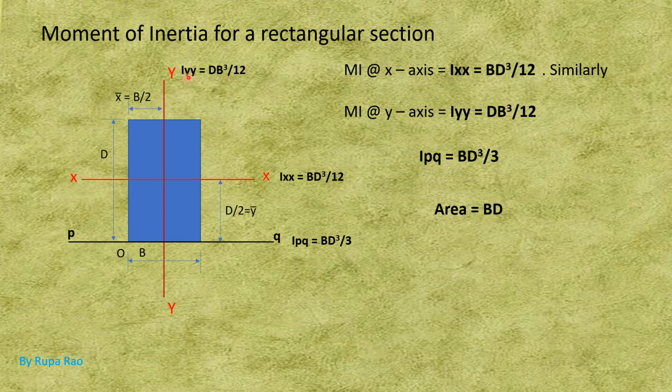That gives Iyy. If I want moment of inertia about this axis PQ, then Ipq is equal to bd cube by 3. bd cube remains the same. Here, if I want about the centroidal axis, I have to divide by 12. If I want here, I have to divide by 3. bd cube by 3. The proof of this is not expected. It is not in the syllabus. The area of the rectangle is b into d.